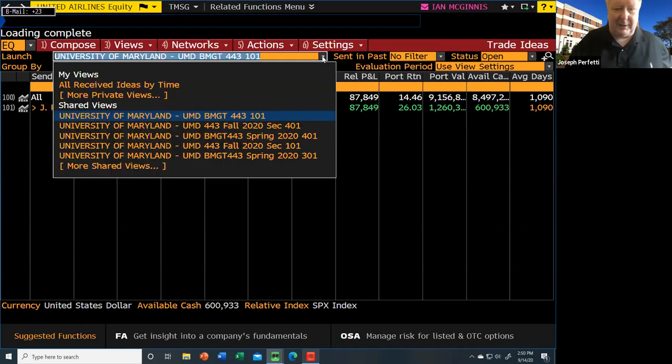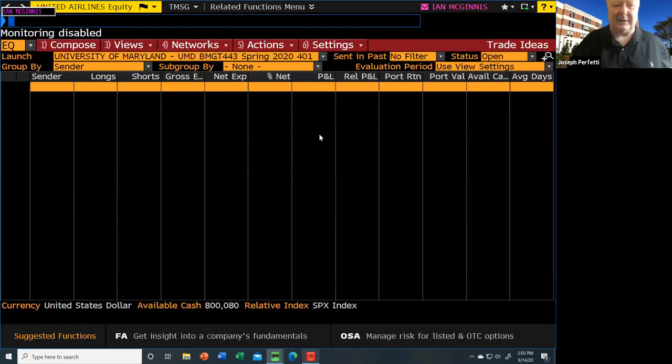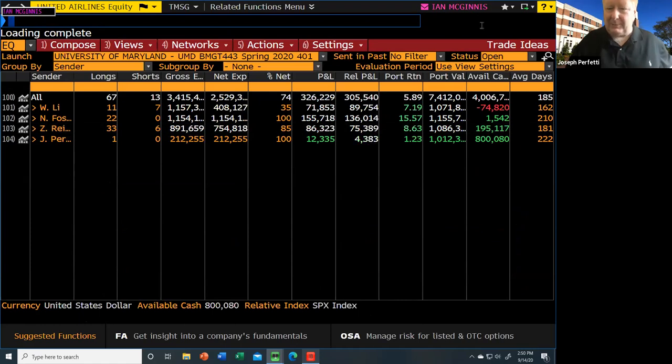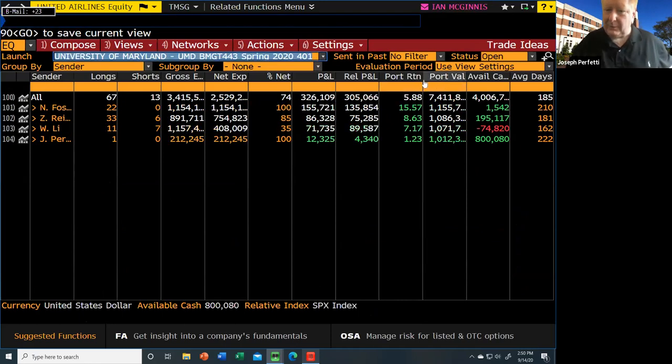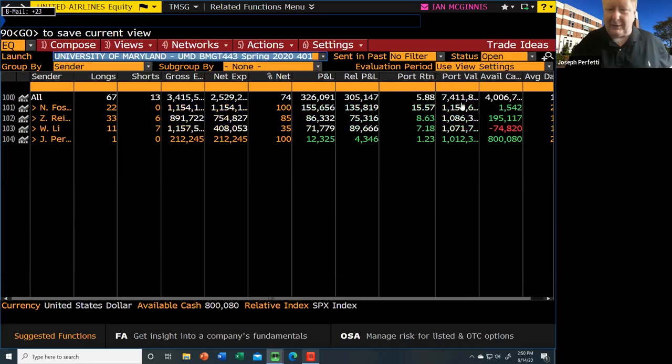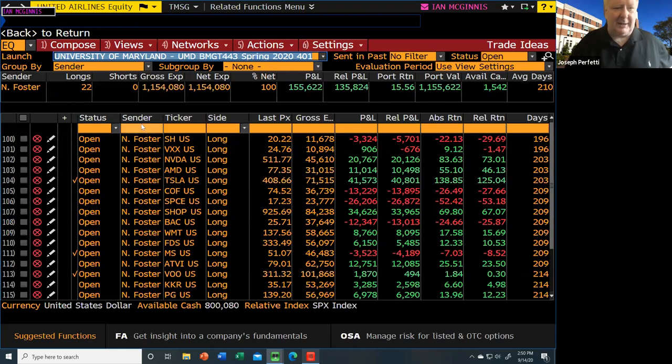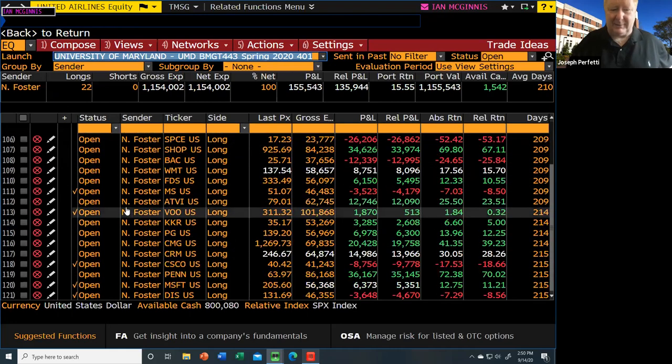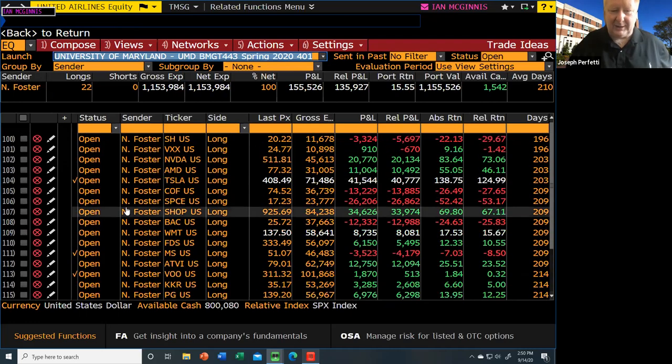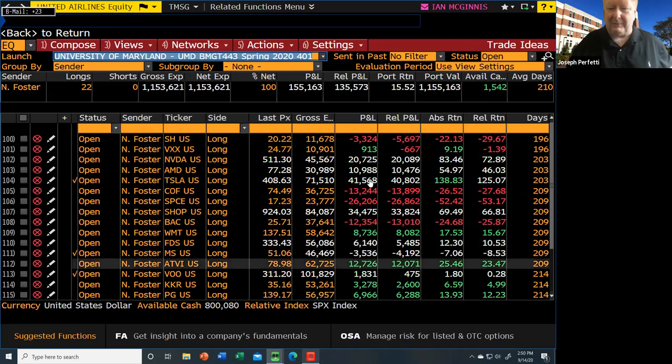So for example, this is the class from spring 2020. Now a couple people had canceled their Bloomberg accounts, but these are the remaining accounts. But here's the point. Under portfolio value, I'm going to basically rank you from first to last over time. And so if you're the Noah Foster team, this is last semester, then these were the 22 companies, 22 trades that this team had bought, okay, with relative profit and losses on the teams.